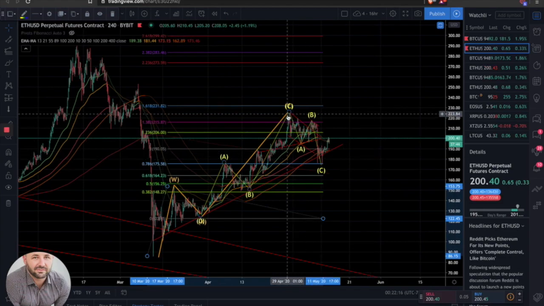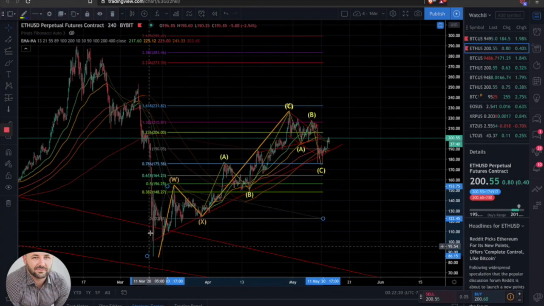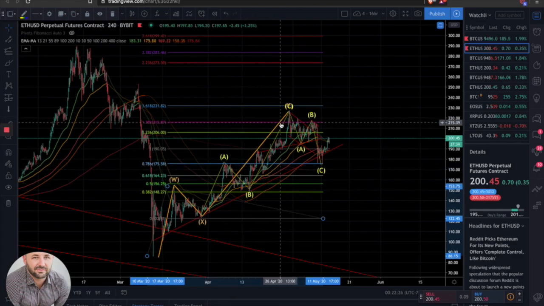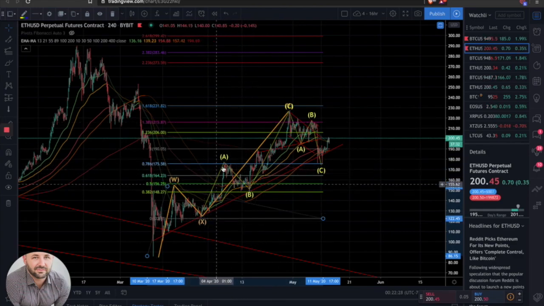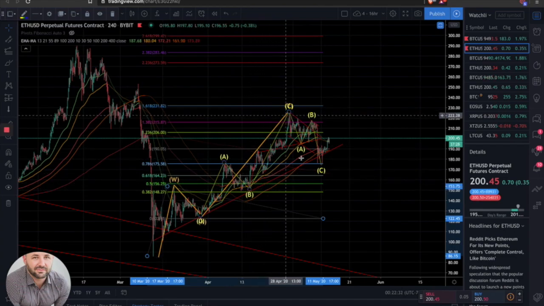So that's saying that this is complete. A WXY is a three-wave, three-wave, three-wave. I'm having this last wave here as an ABC, a zigzag. So this is a five-wave move, three-wave back correction, and then another five-wave move up.